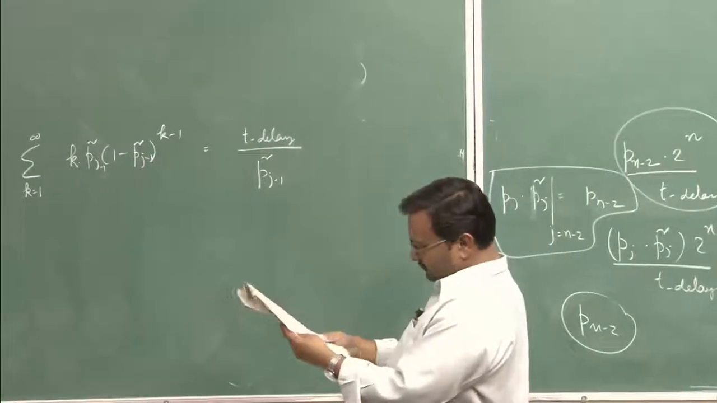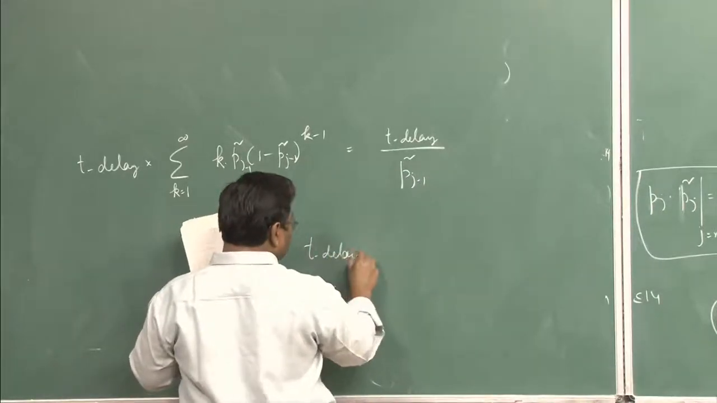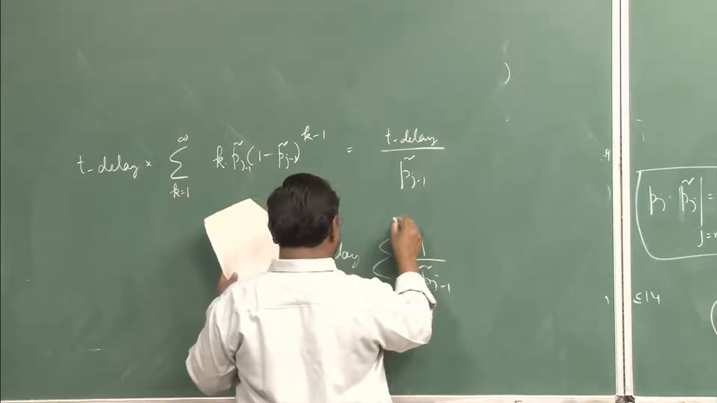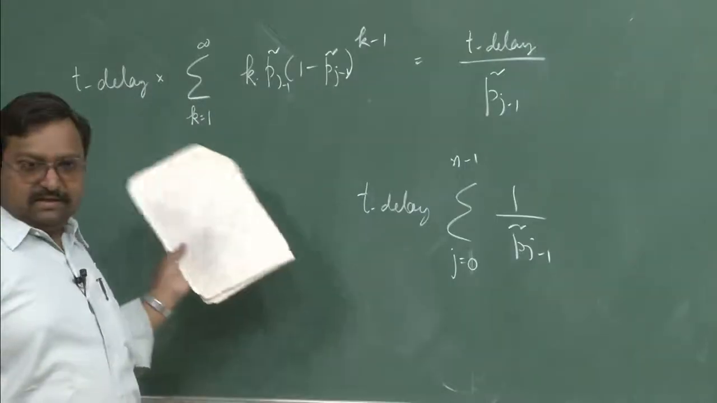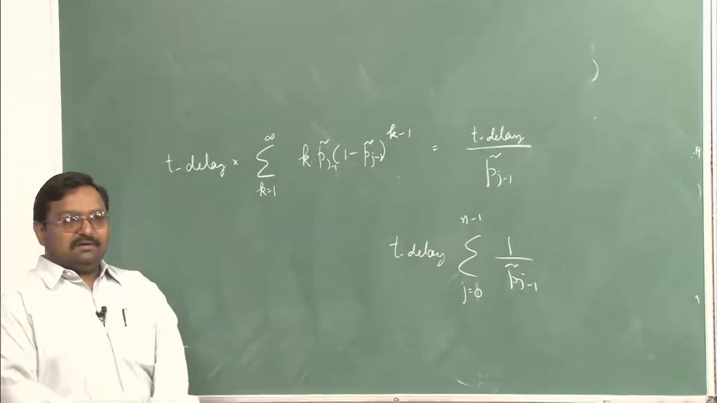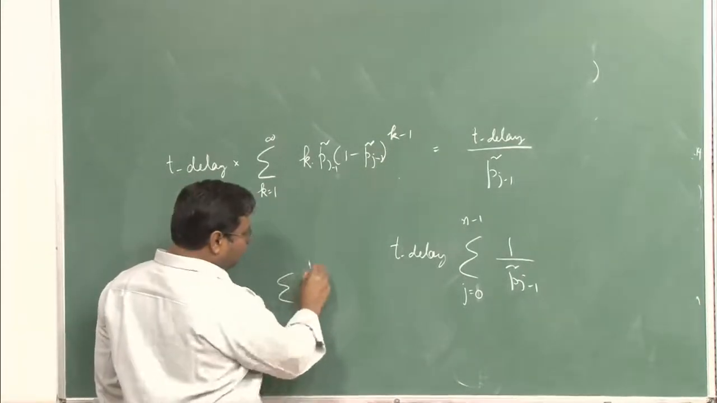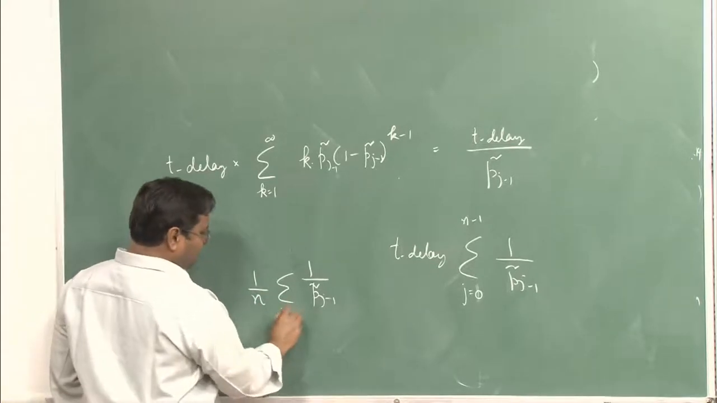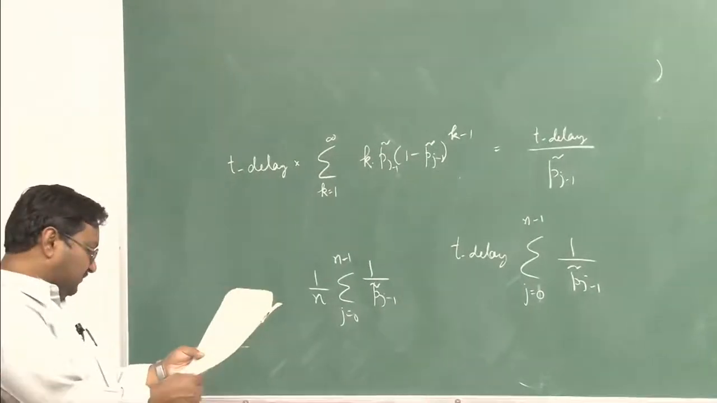And of course, this is one stage, so the total amount of delay will be nothing but t delay times the summation of 1 over p j minus 1 tilde, with j going from 0 to n minus 1, I think. This is the total delay in the transmission from the 0th stage to the n minus 1st stage. I have summed up over all stages. And the maximum possible delay is the total number of stages times t delay. So you can divide by that. So your normalized delay will be the sum of 1 over p j minus 1 tilde, times 1 over n. That is the normalized delay that will be suffered.